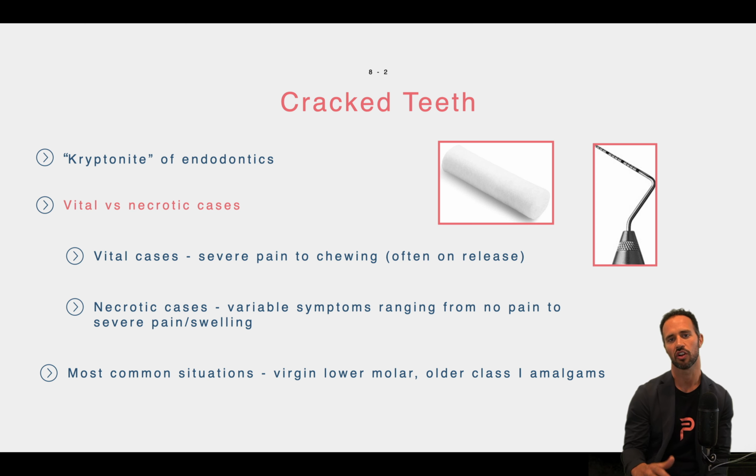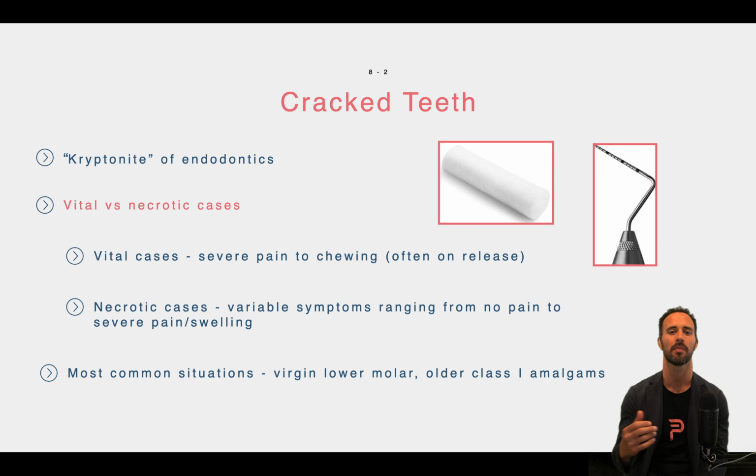So first is cracked teeth. Cracked teeth are very common, as you know, and they're truly the kryptonite of endodontics. What I need you to understand is that cracked teeth fall into two camps, and these two camps are very different. I know I touched on this earlier in the course, but your vital cases are going to do very differently than your necrotic cases when a crack is the cause of the endodontic problem.